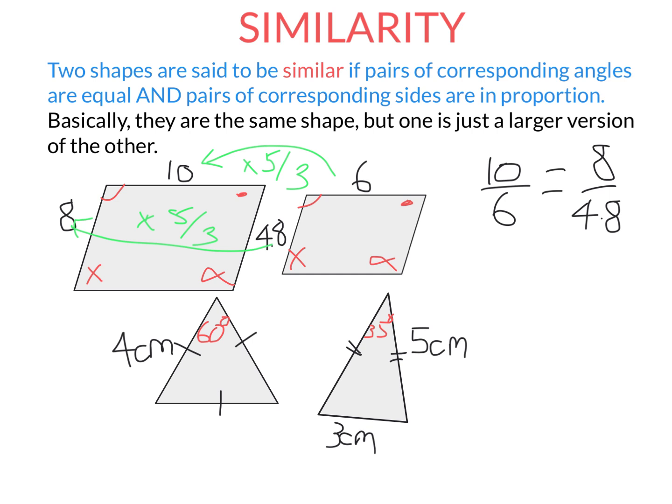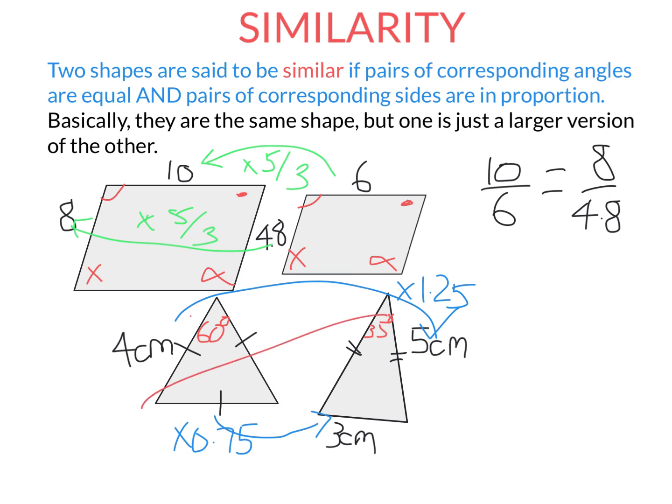Now here the sides are not in proportion. To go from 4 to 5, you would need to times by 1.25, or 5 over 4. That's the scale factor for these two sides. But the scale factor for these two sides is not the same. We would need to go from 4 to 3 by timesing by 0.75. The scale factor is different for these two sides than for these two sides. In fact, it's hard for us to tell which shape is larger, because these sides are longer, but this side's shorter than the ones here. So these two shapes here are not similar.